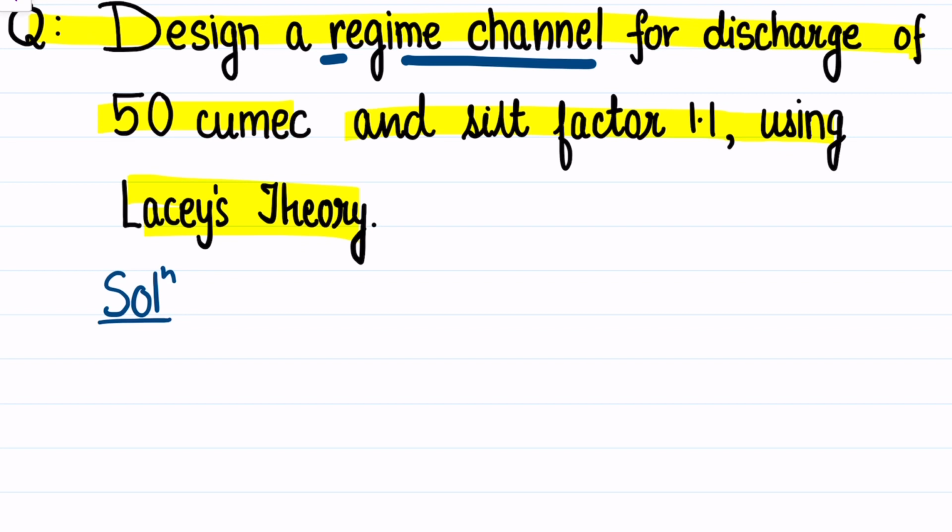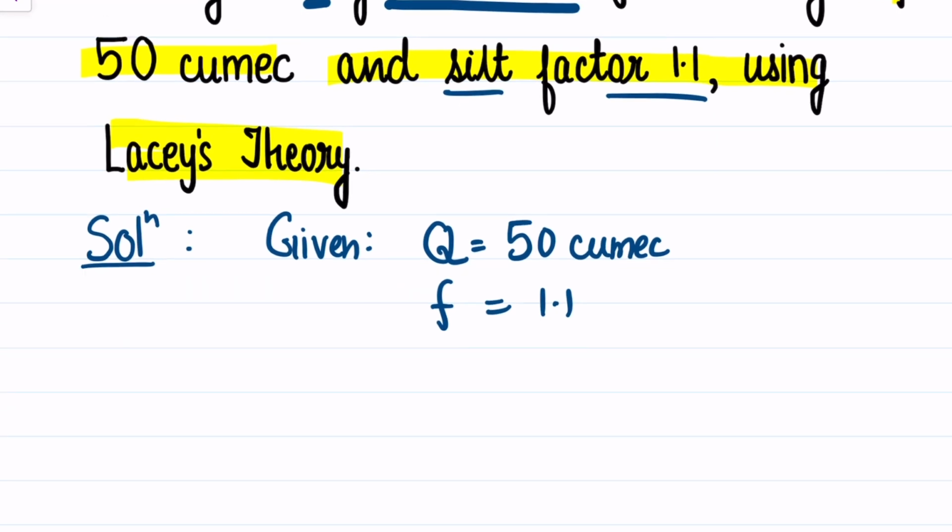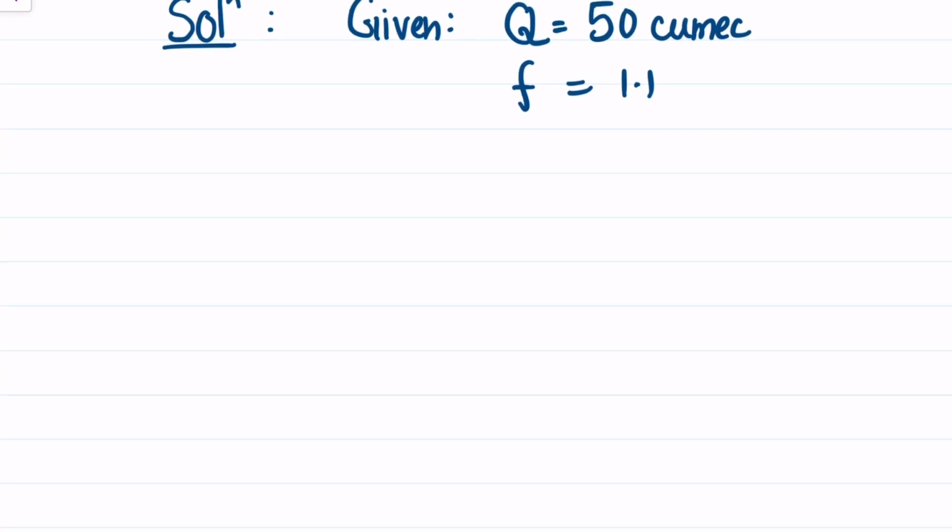All right. So first of all, what are the given parameters to us? We'll write down the given parameters. We have the discharge value of 50 cubic, and we have the silt factor value of 1.1. Okay.